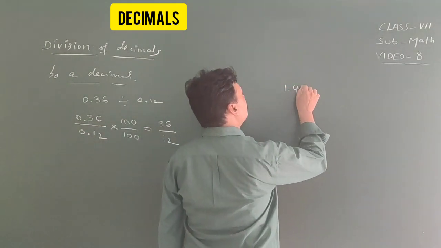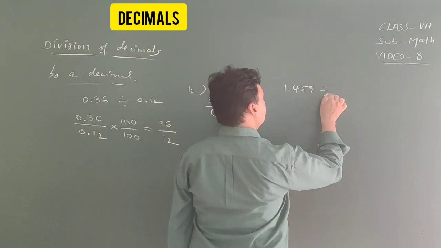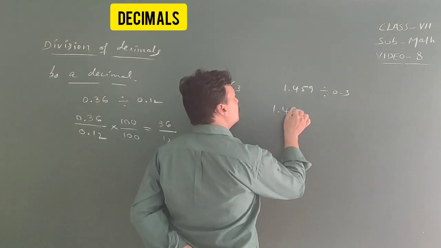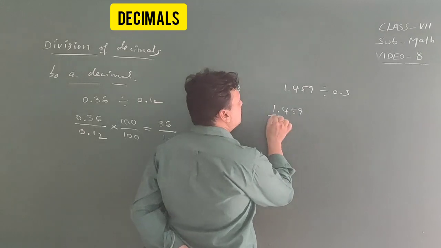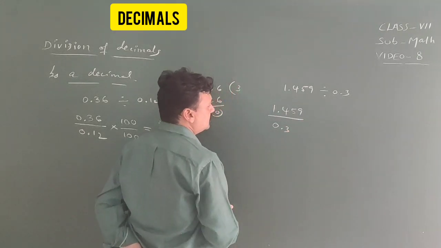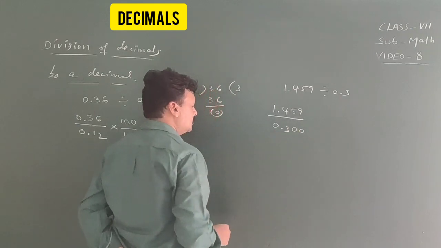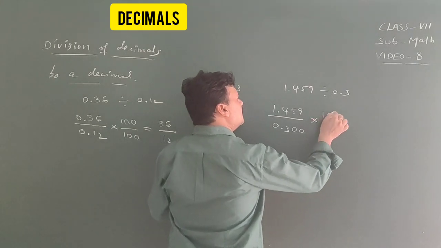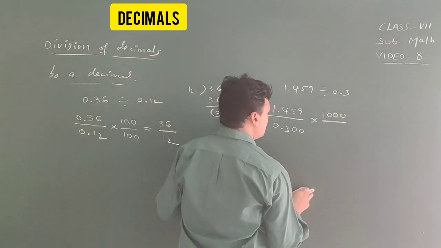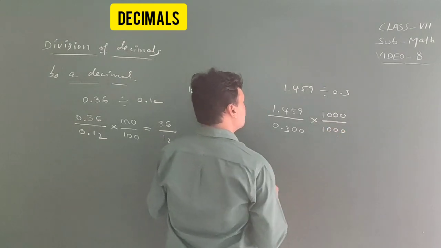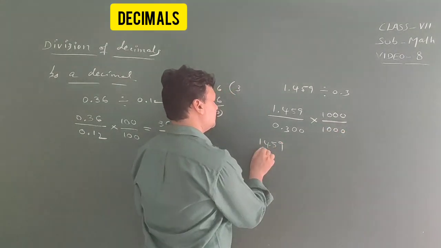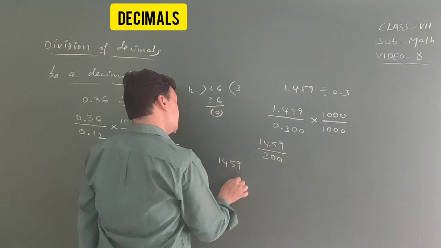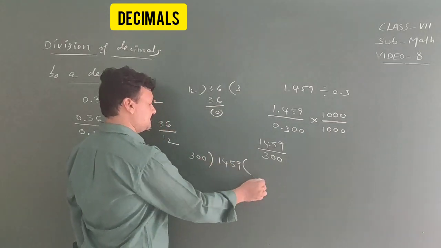Here 1.459 divided by 0.3. Here we require 3 decimal places. Now multiply and divide by 1000. Now it becomes 1459 by 300. So 1459 divided by 300.